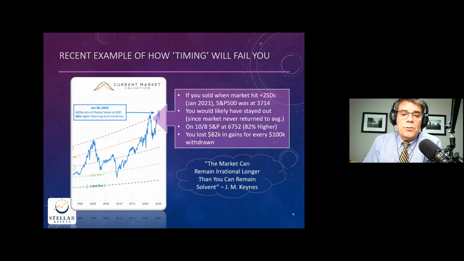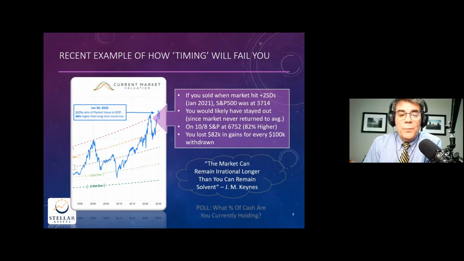One last quote. This one is from John Maynard Keynes, famous economist in the UK. The market can remain irrational longer than you can remain solvent. This market is expensive. It could continue to be expensive for the next 5 or 10 years, and you would miss out on tremendous opportunities, and inflation will eat your lunch.